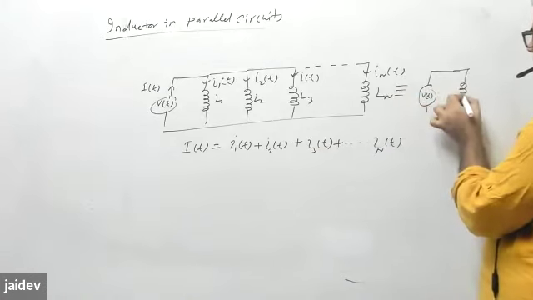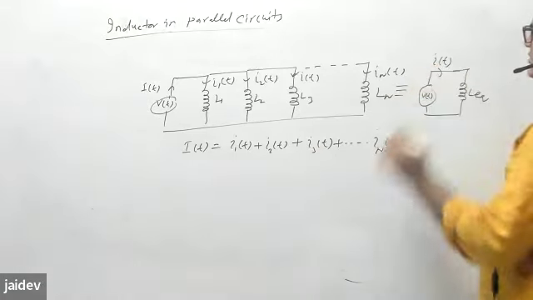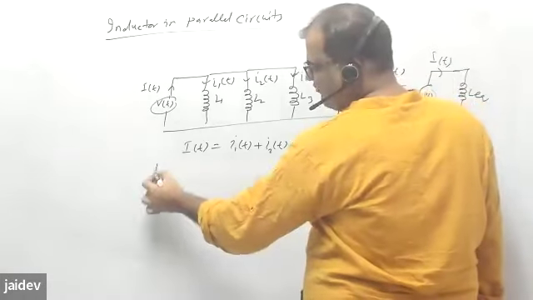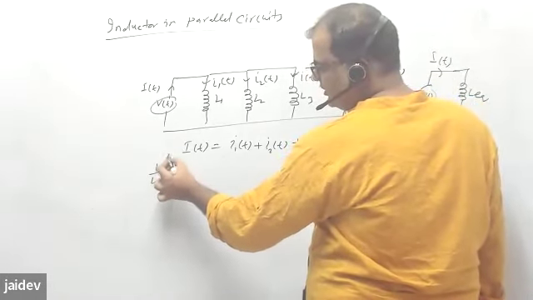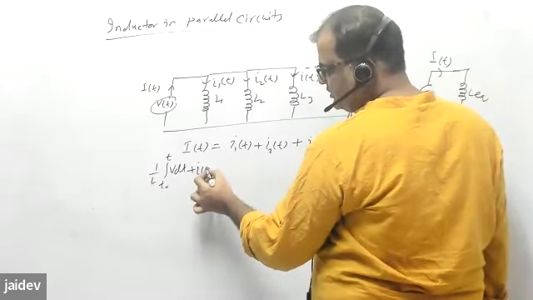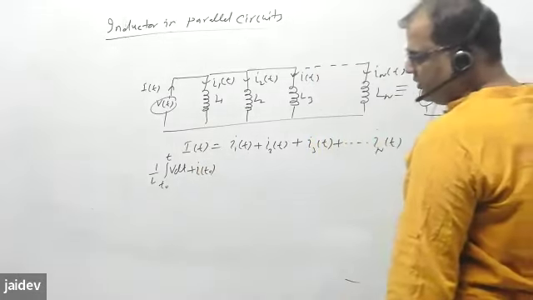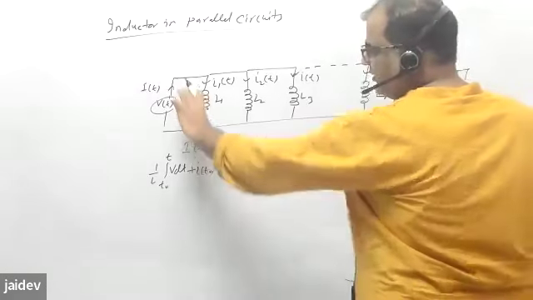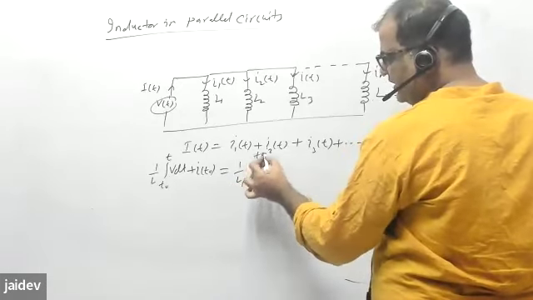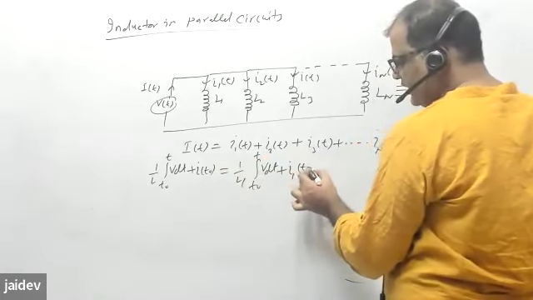And this circuit again can be replaced by an equivalent circuit, V(t), L equivalent, and I(t) is flowing. And I know whenever I(t) is flowing, I(t) can be written as 1 upon L, integral from t naught to t of V dt plus I naught at t equal to t naught. Similarly, here also I can write, voltage is same because all are parallel. So 1 upon L1, integral from t naught to t of V dt is same. Only this current is different. This will be I1 at t equal to t naught.